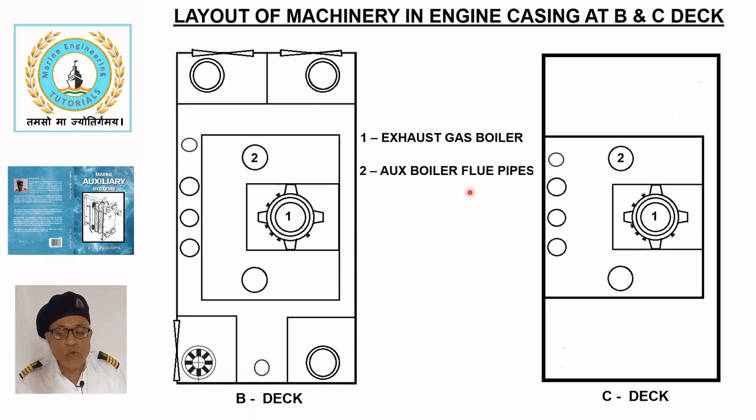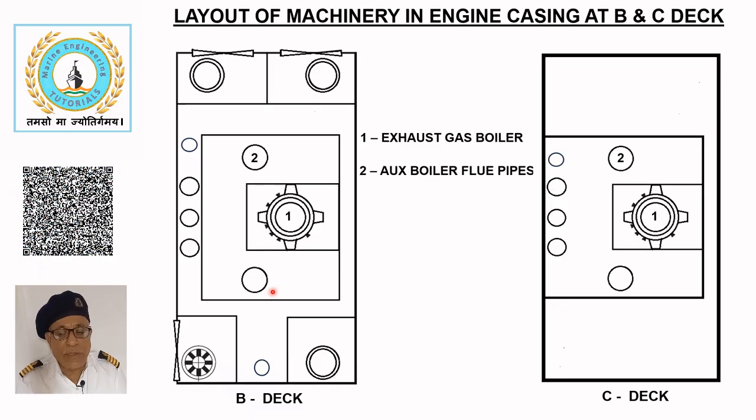Two auxiliary boiler pipes (2) pass through the B deck and C deck before discharging through the funnel. Three auxiliary engine exhaust pipes (3) pass through B deck and C deck before exiting via the funnel.